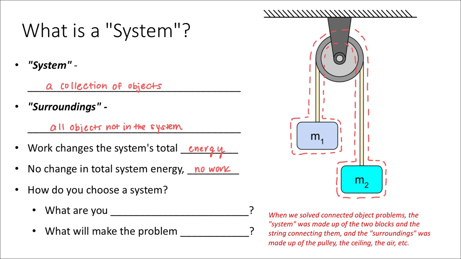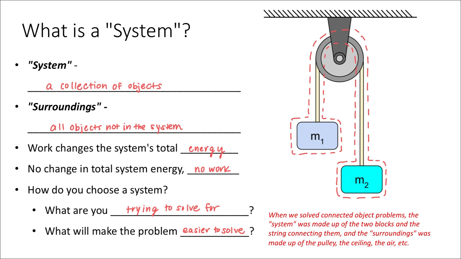So how do you choose what your system is, right? Like, why did we choose these two blocks and a string? Why didn't we choose the pulley? Well, you have to ask yourself, what are you trying to solve? In many cases, if you're asked to solve for a certain variable, you'll need to include the object to which that variable is related in your system. Another important question to ask when choosing a system is, what's going to make this problem easier to solve or even possible? For example, in this scenario to the right, we did not include the pulley in our system because the pulley itself was not moving or accelerating.